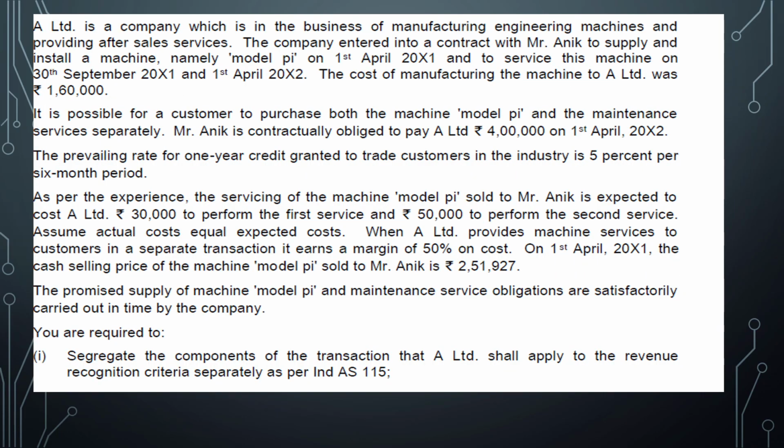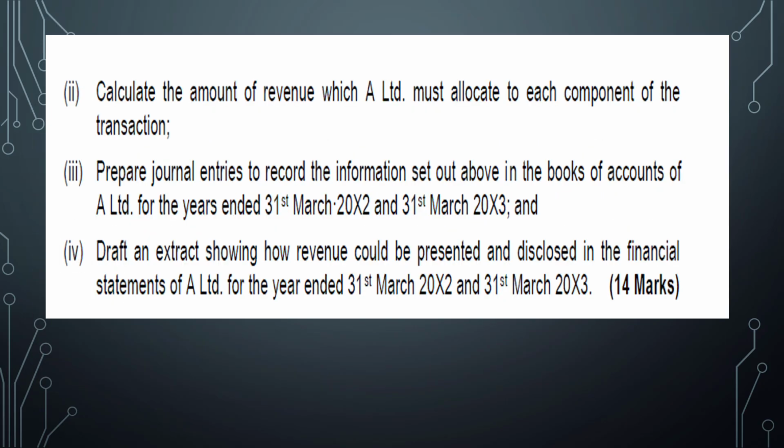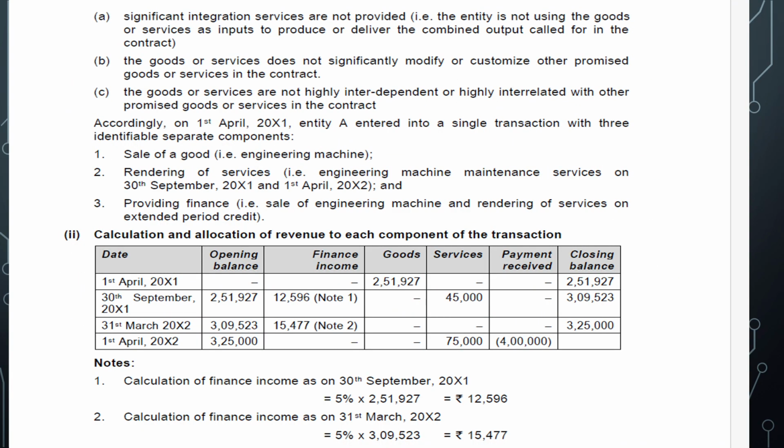That is, the service cost is 30,000, but the margin of 50% will be applied. So 30,000 plus 50% gives you 45,000. Similarly, 50,000 plus 50% will give you 75,000. If you do that, you will get the opening balance as on 1st April 2022 as 3,25,000, and service 75,000, and the payment received, as given in the question, is 4 lakhs. So now 4 to 5 marks are already in your pocket.